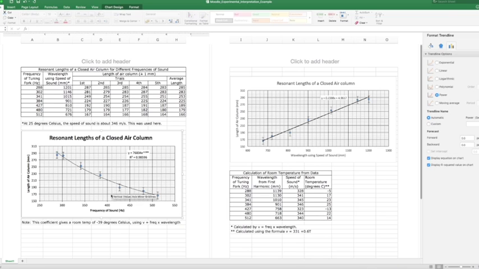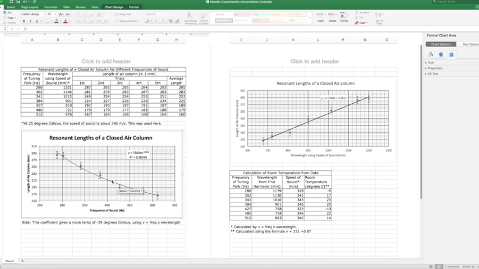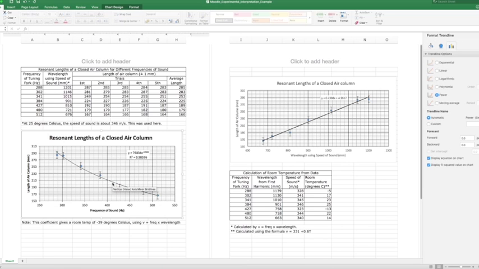the resonant lengths of a closed air column, where we have frequency of sound on the x-axis. You can see I have a trend line chosen for it. But when we were doing the examples before, we didn't exactly know which trend line to choose at the time, because we were just showing how to do it, not why to do it exactly. So in Excel, when I click on the trend line, then I get a bunch of different options. You should see that in other spreadsheet programs too, in whatever menu settings they use.